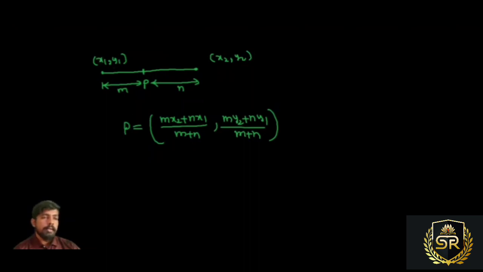Here they will give you the point A (x1, y1), the point B, and the ratio m:n in which P divides the line, and ask you to find P. P can be determined by using this formula: (mx2 plus nx1) by (m plus n), comma, (my2 plus ny1) by (m plus n). So we will solve one problem based on this.